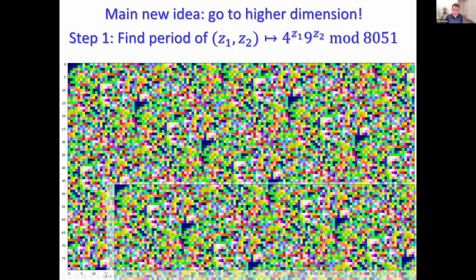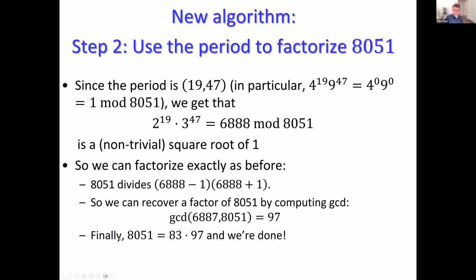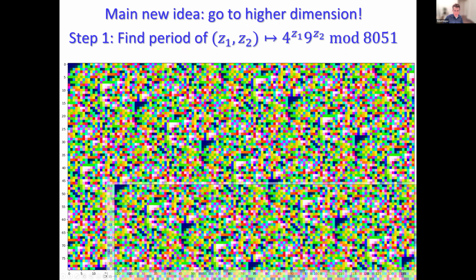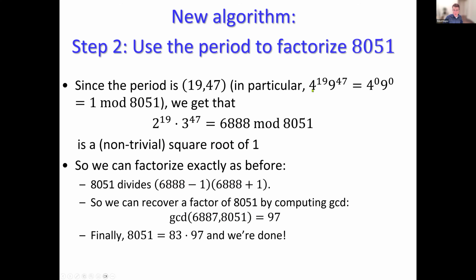Okay. So let's just summarize the idea. And this is basically the same as what I showed you before. It's just standard number theory, but let's see how it works again. We found the period, so it's 19,47. In the previous slide, it was basically here, 19,47. Everything repeats if you move by 19 on the x-axis and 47 on the y-axis. Okay. So what does it tell me? It tells me that 4 to the power 19 times 9 to the 47, because it's a period, is the same as the origin. It's 4 to the 0 times 9 to the 0, which is just 1, modulo 8051.